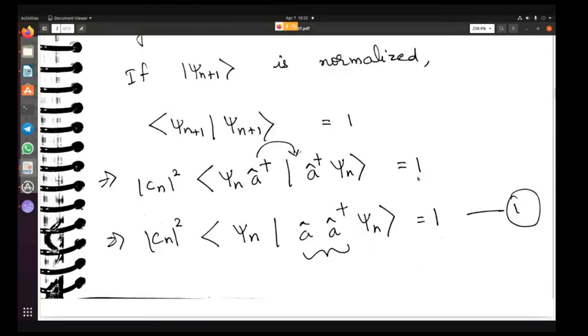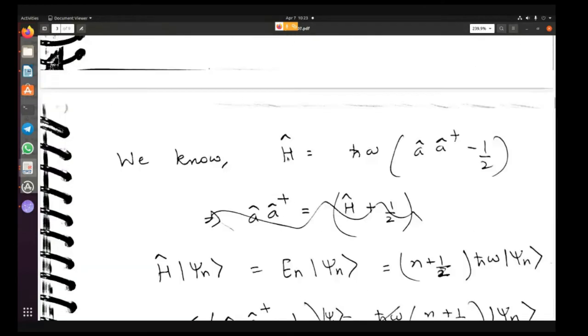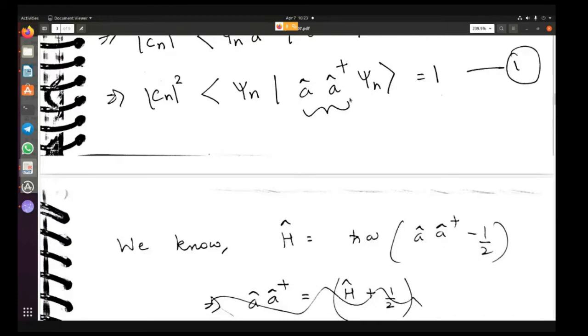Okay, that is equal to 1. Now this A dagger is inside a bra. So we can take it outside of the bra, and if we take it outside of the bra, this A dagger becomes just A, because you have to do A dagger dagger. So that becomes just A. So now you have A into A dagger. Now you need to solve for this, and once you solve for this, then you will get your Cn square.